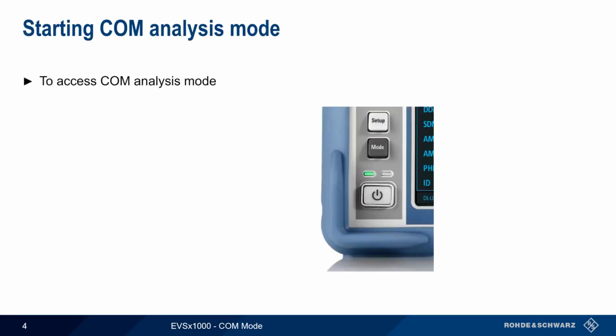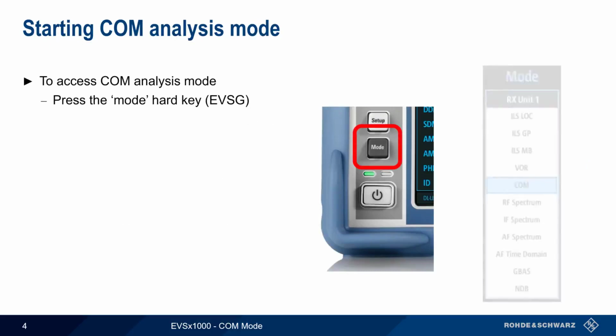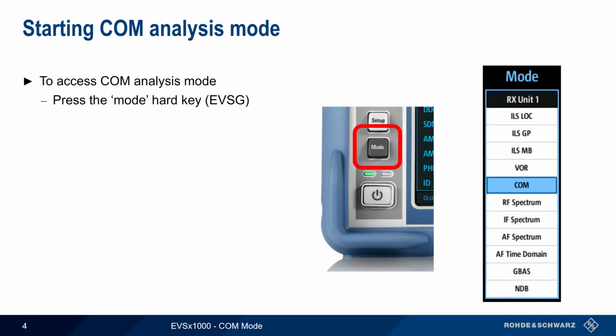To access COM analysis mode on the EVS1000, simply press the Mode hard key on the front of the instrument and select COM. If operating the EVS over VNC, press M and then use the down arrow to scroll through the list of available analysis modes.